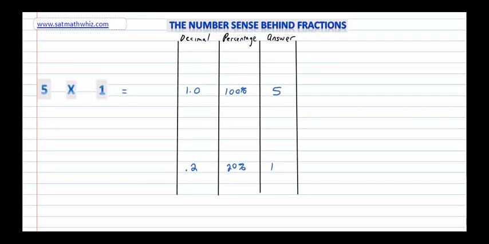5 times 0.4 is 2. And 0.4 is really 40%. So 40% of 5 is 2. 5 times 0.5 is 50%, which comes out to 2.5. Multiplying by 0.8, that's 80%. 80% of 5 is 4. We multiply 5 by 0.9, that's 90%, which is 4.5. So if we multiply by any percent in between 0 and 100, we're going to get fractions of 5. We're going to get parts of 5.